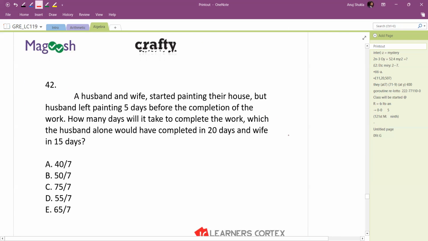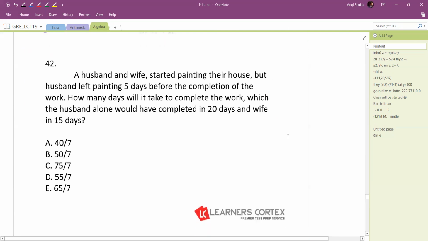Okay, so what they're saying: husband and wife started painting their house, but husband left painting 5 days before the completion of the work. How many days will it take to complete the work, which the husband alone would have completed in 20 days and wife in 15 days? I think the same model question we have solved. Tell me the answer. 10 seconds, 30 seconds you have.